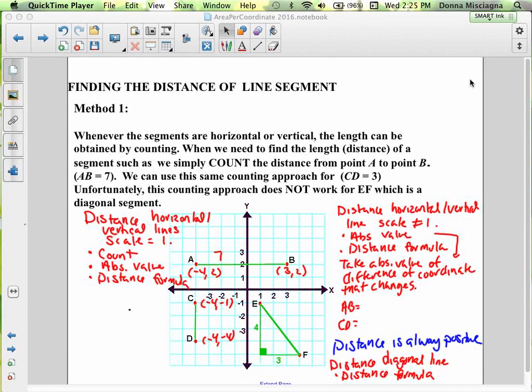Welcome to Area and Perimeter Part 2. Okay. So finding the distance of a line segment. It says we're not going to be given the measurements like we were in the last part.